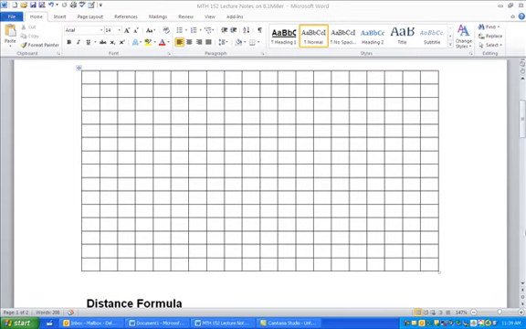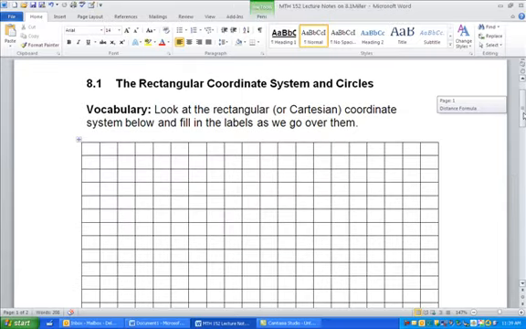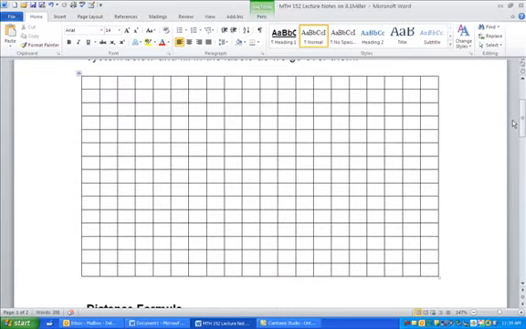Today we're taking a look at section 8.1 on the rectangular coordinate system and circles. And we have a lot of vocabulary to learn initially. We will begin by looking at the rectangular or Cartesian coordinate system and fill in the labels in the coordinate axes that we're going to draw below.